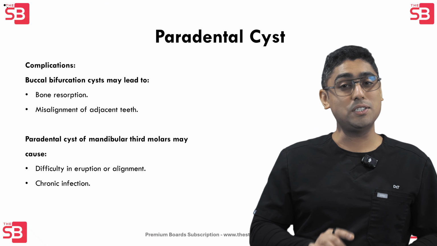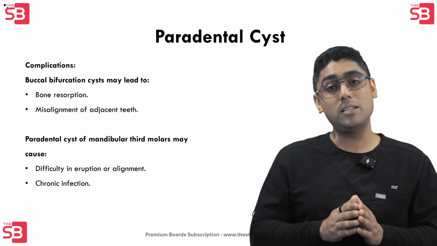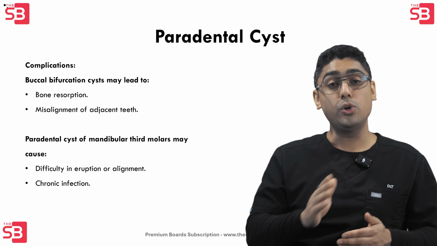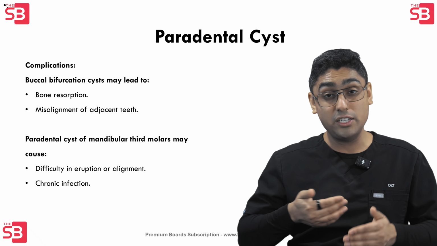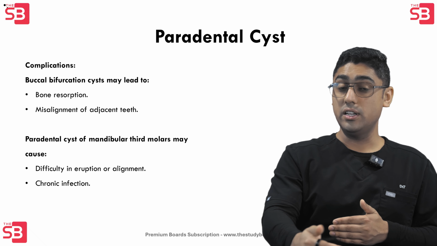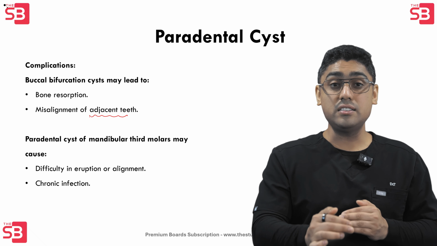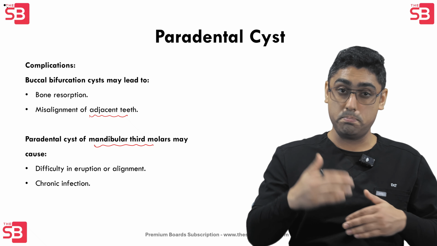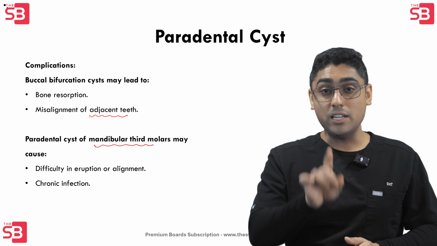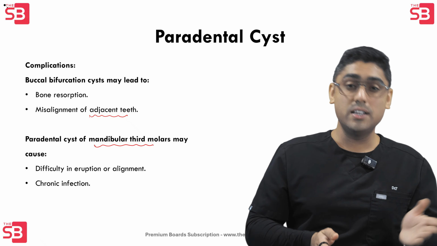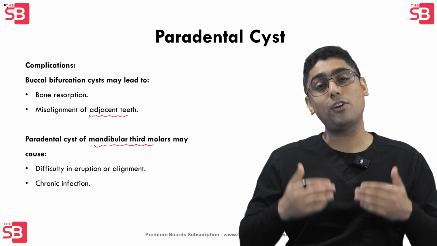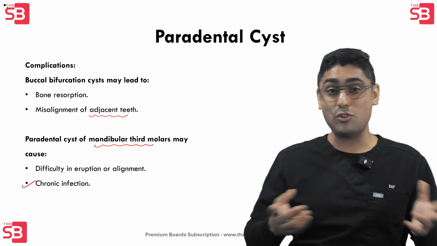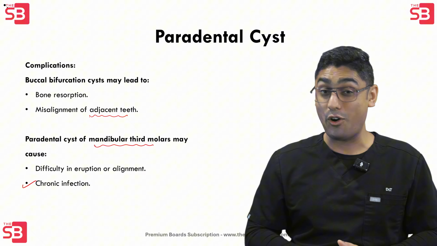When a buccal bifurcation cyst grows larger, it causes the buccal cortical plate to bulge outwards, and that pressure can erode the underlying bone or even shift the adjacent molars out of their normal alignment. And on the other hand, a paradental cyst involving a mandibular third molar often blocks the eruption path, leaving the wisdom tooth impacted or misaligned. And because it frequently occurs alongside pericoronitis, it can also serve as a site for chronic low-grade infection, which leads to recurring pain, swelling, and if it's not treated promptly, it can cause your patient a lot of discomfort.